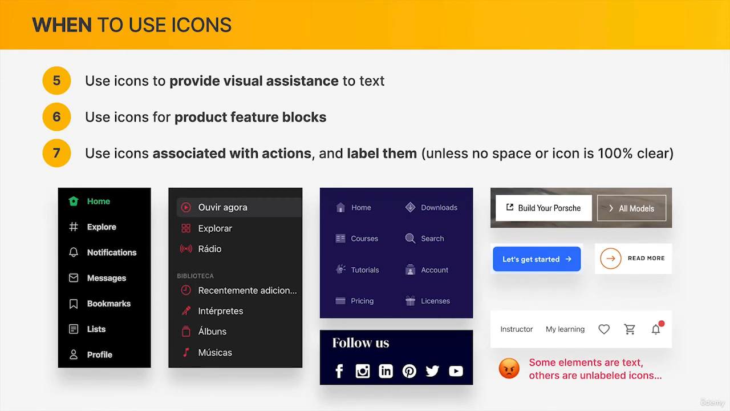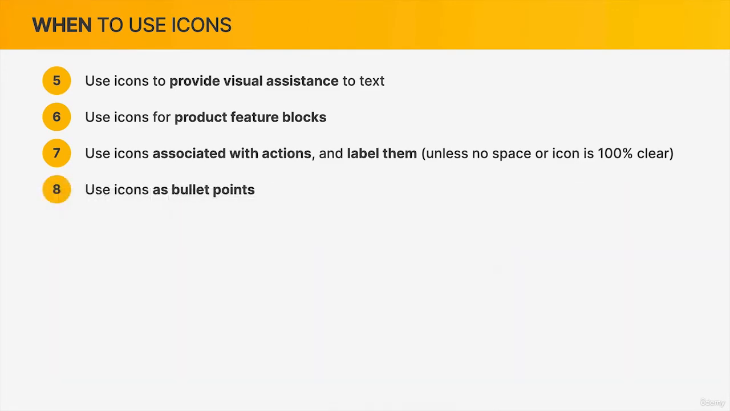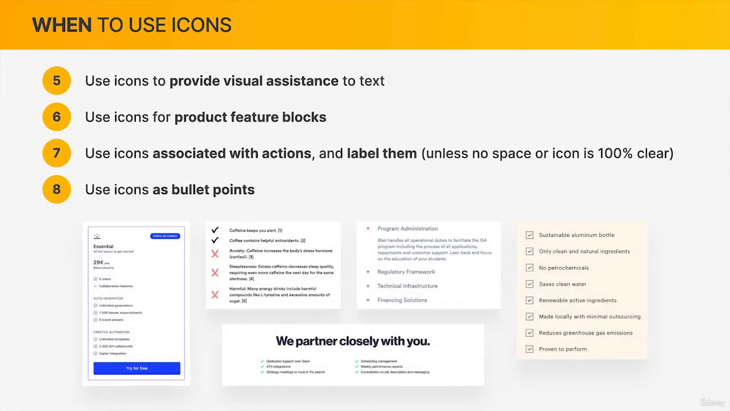Now finally, another pretty common use case for icons is to use them as bullet points. So just like we have here in these examples, and most of the time we're just talking about some small check marks, and they are included by default basically in all icon packs. So this can be, once again, a nice way of adding some more visual detail to your designs.